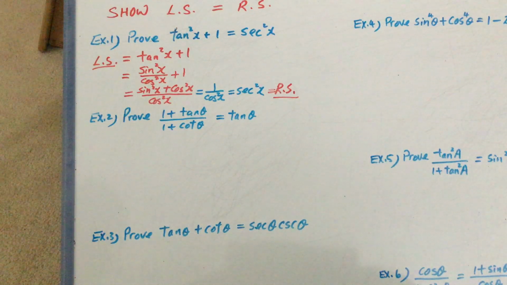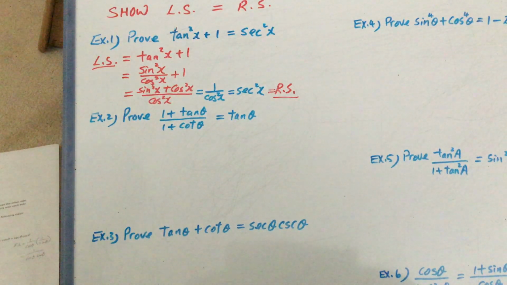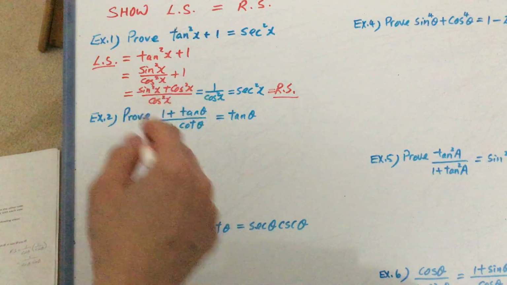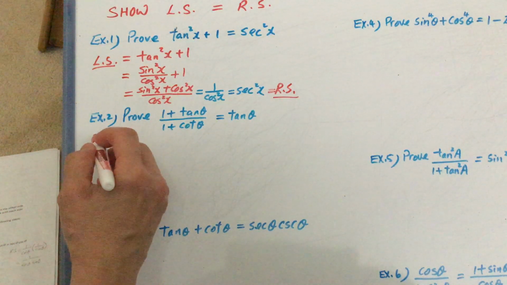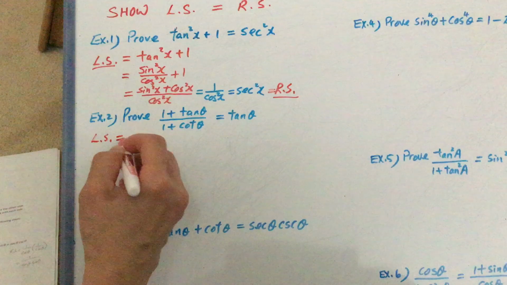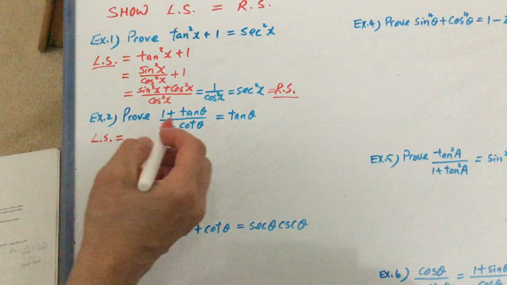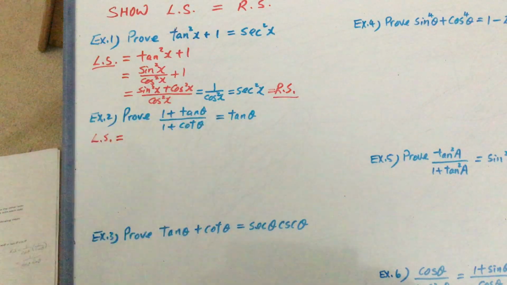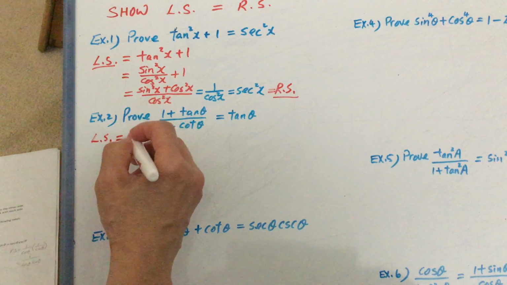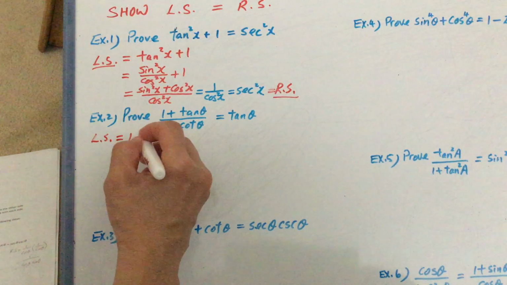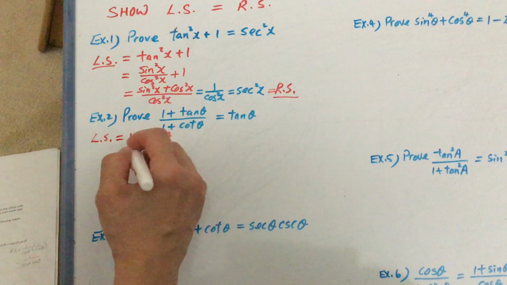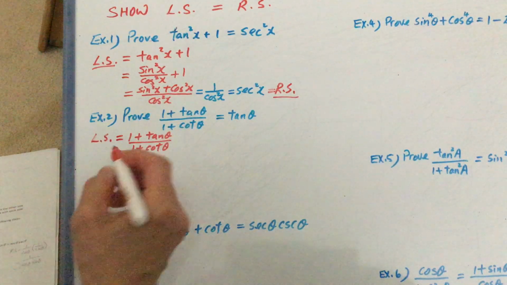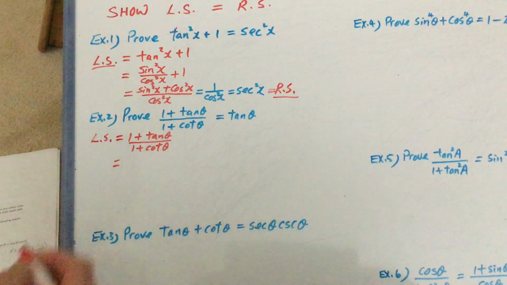Again, we are proving that the left side, 1 plus tangent theta over 1 plus cotangent theta, is equal to the right side, tangent theta. By looking at this, I'm sure that you know what to pick. Obviously, I'm going to pick the ugliest side, the fractions with the tangent over the cotangent, instead of choosing the right-hand side. So the left-hand side is what I have chosen, and I'm going to rewrite it.